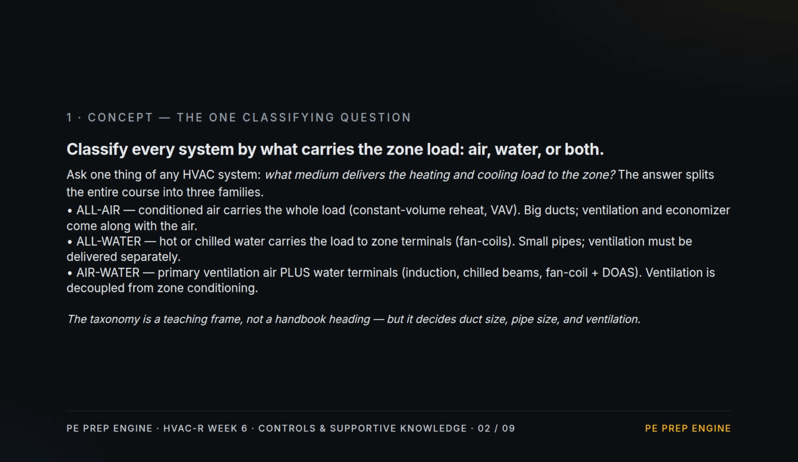All air carries the entire load in conditioned air, constant volume reheat, VAV, with big ducts, and ventilation and economizer come along for free with the air. All water pipes hot or chilled water to zone terminals, like fan coils, with small pipes, but ventilation has to be delivered separately. Air-water splits the job. Primary ventilation air plus water terminals, induction units, chilled beams, or a fan coil paired with a dedicated outdoor air system. The 3-way taxonomy is a teaching frame, not a handbook heading, but it decides everything downstream.